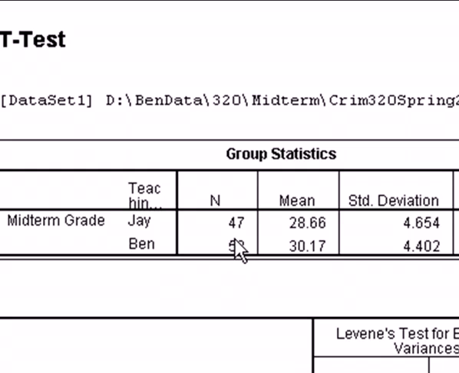The output pops up. The first thing I would like you to focus your attention on is the group statistics box. Here we can see that Jay had 47 students, Ben had 53 students. The mean for students who have Jay on the midterm out of 40 was 28.66. For Ben, slightly higher, 30.17. So there is some difference here. That'd be 4%-ish, 5 percentage points out of 100. The standard deviations are a little bit different as well, but quite close to each other. Same with standard error of the mean. So the question really becomes, is the slight lead that I have over Jay statistically significant?